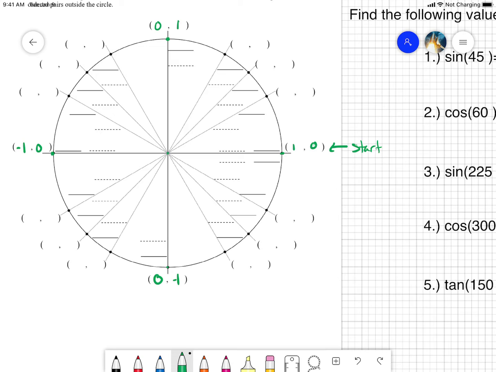Okay? Now, let's talk about degree measures. Okay? We always start here, so we're going to use this part right here as what we call our initial side. Okay? So imagine every single angle that we're going to talk about starts with this side and opens up, right, in a counterclockwise fashion.